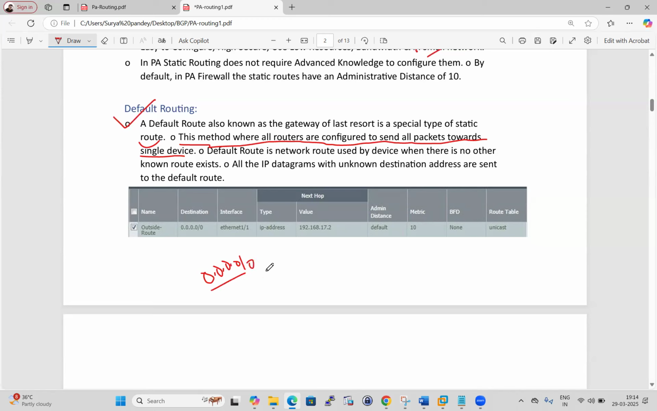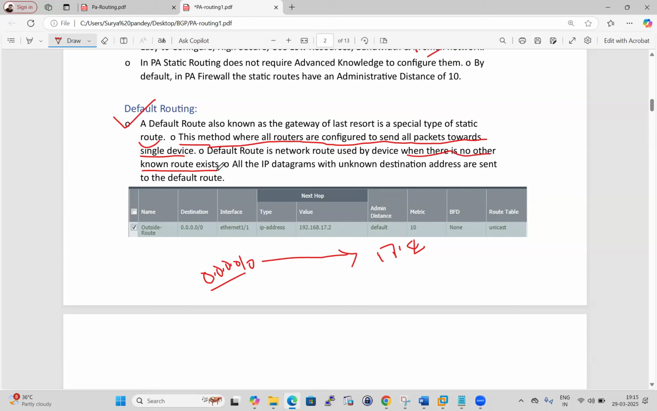So this is how we can define 0.0.0.0/0. Any traffic which is not matching, with no entry for that traffic, is going to use the default route pointing toward the single next hop, which in this diagram is 17.2. A default route, also known as the gateway of last resort, is a special type of static route where we can send all packets towards a single device. It is a network route used by a device when no other known routes exist.